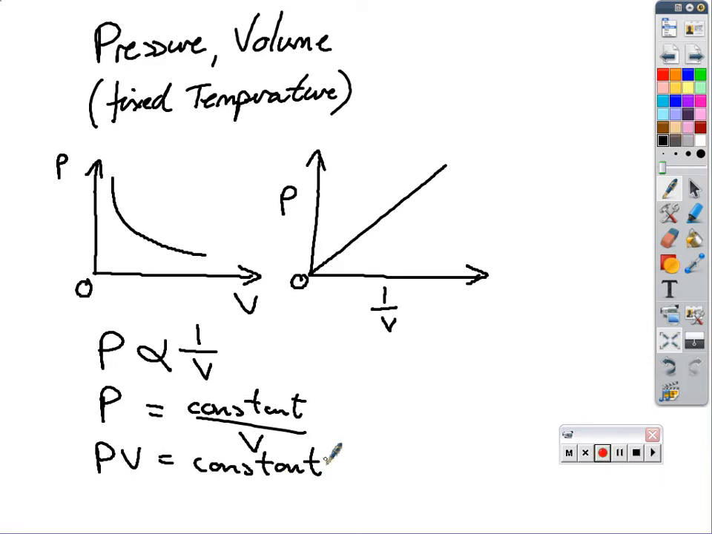PV equals a constant. Now I want to leave it there. That's for constant temperature, PV equals a constant. So copy that down. That's your new and improved. Dead easy.